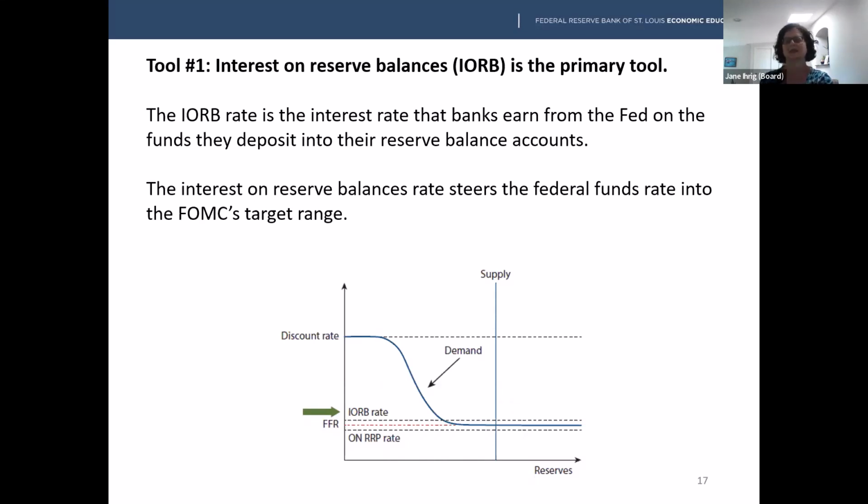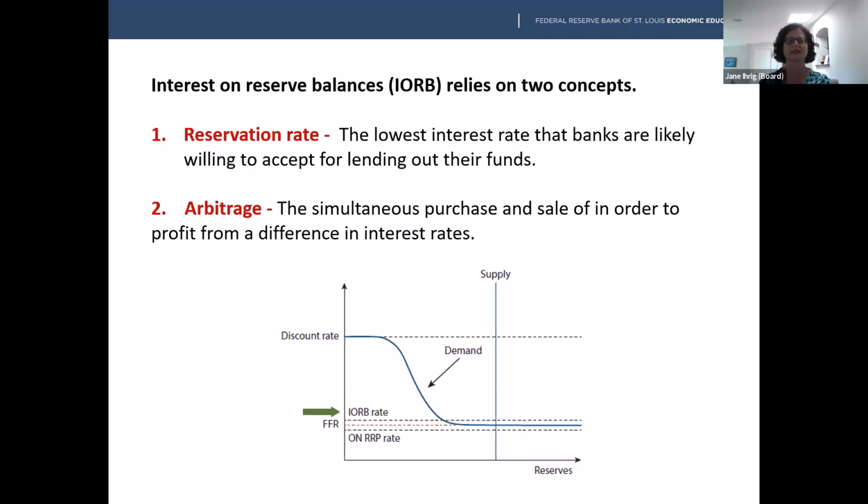Now, since this is the key rate, we want to make sure everybody understands how it works. So on the next slide, you'll see the two economic concepts that help drive market rates to where we want them using interest on reserve balances. So Scott, why don't you go ahead and discuss these concepts for us? Right. Thanks, Jane. These are the two key concepts, and we think there are really two key concepts for teaching about why interest on reserve balances is effective for adjusting the federal funds rate.